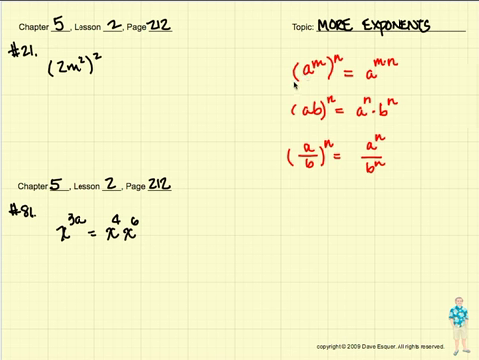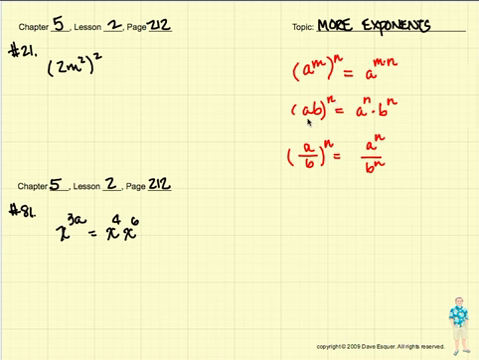a to the mth power, in parentheses, and if we raise that whole thing to the nth power, that turns out to be a to the m times n. So all we have to do is multiply the exponents when we raise an exponent to another exponent.